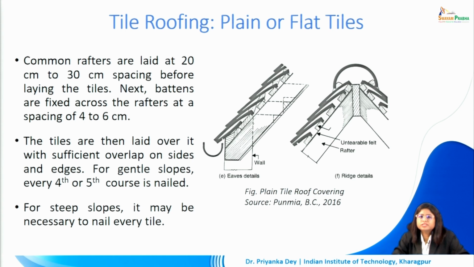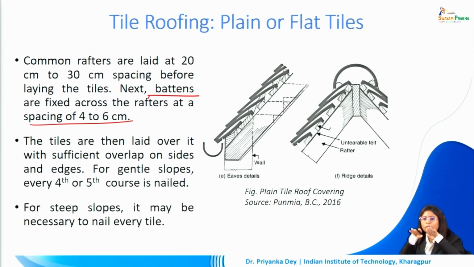Now common rafters are laid at 20 centimeter to 30 centimeter spacing before we are laying the tiles on top of it. So the common rafters and the tiles are not in contact. On top of the common rafters, we are adding the battens, or we can also use boarding, and they are fixed across the rafters at a spacing of 4 to 6 centimeters. On top of this, the tiles are then laid with sufficient overlap on the sides and edges.